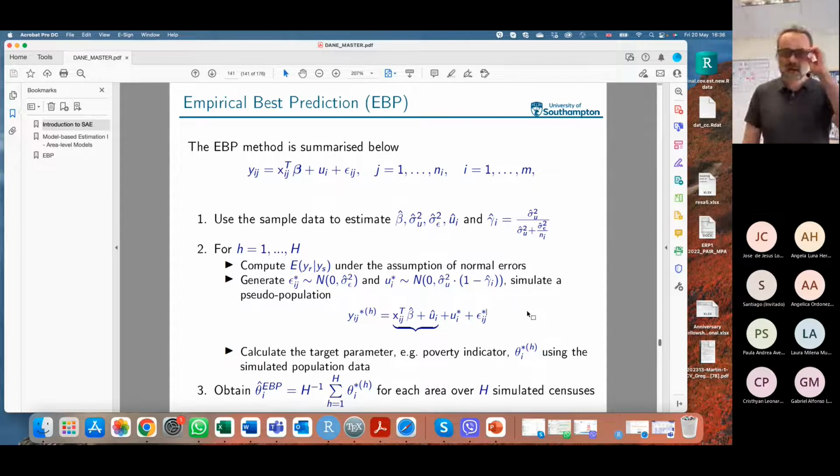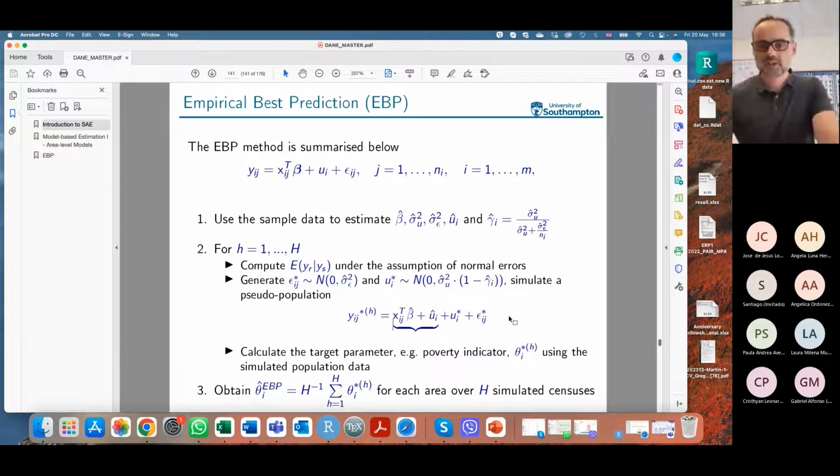Now, let's stop here for a moment and see what are the similarities and what are the differences with the ELL method. First of all, both methods are computer intensive, so both methods are basically simulating an entire population. And both methods require the use of census microdata, so your h_ij are data that are available for every unit in the population. Okay, so these are the similarities.